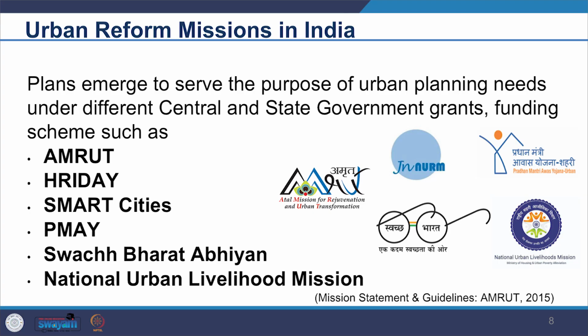These plans may also emerge to serve the purpose of urban planning needs under different central and state government grants. Funding schemes such as AMRUT, earlier which was Jawaharlal Nehru National Urban Renewal Mission, abbreviated as JNNURM, and Hriday, Smart Cities, Pradhan Mantri Awas Yojana, Swachh Bharat Abhiyan, National Urban Livelihood Mission, and so on. As in this session, we are looking at AMRUT and its component as an example of special purpose plan within the larger ambit of different levels of plans.